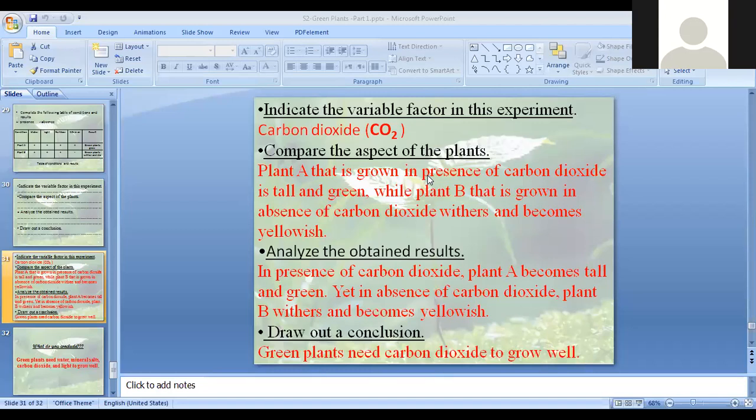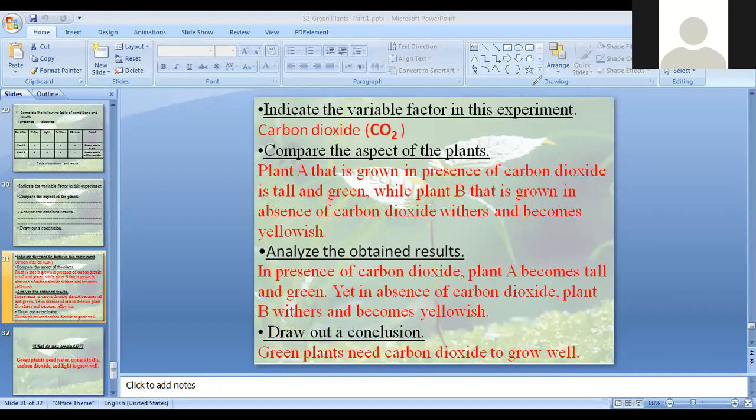The variable factor here is CO2. Plant A that is grown in the presence of carbon dioxide is tall and green, while plant B that is grown in the absence of carbon dioxide withers and becomes yellowish in color. So analyze the obtained result. In the presence of carbon dioxide, the plant A becomes tall and green, while in the absence, the plant B withers and it becomes yellowish. Draw out a conclusion. This is the fourth conclusion here. So the green plants, they need carbon dioxide in order to grow.